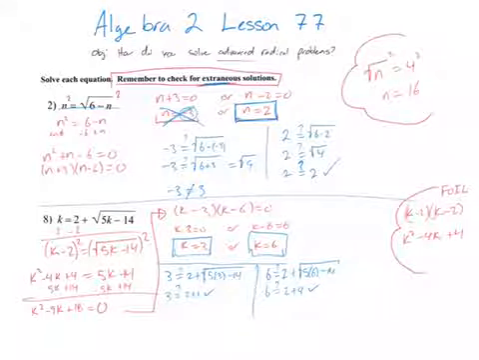So my answers, I would put in a fancy one like this, 3, 6. That's my solution set. Normally just list those from smallest to largest.